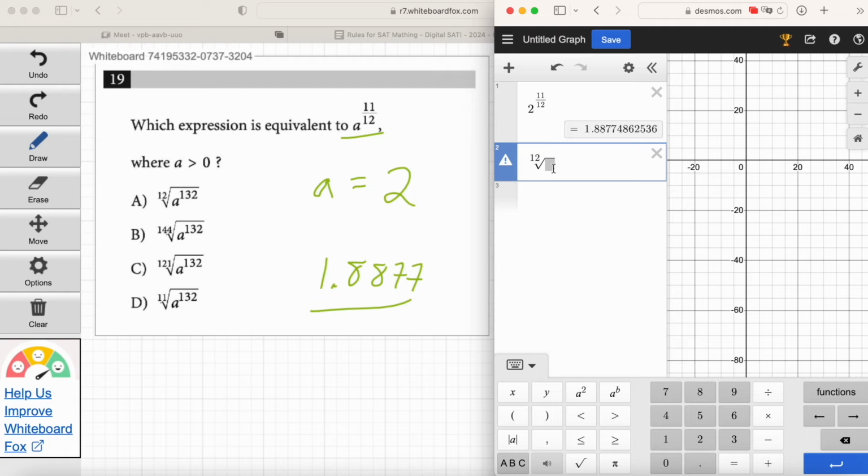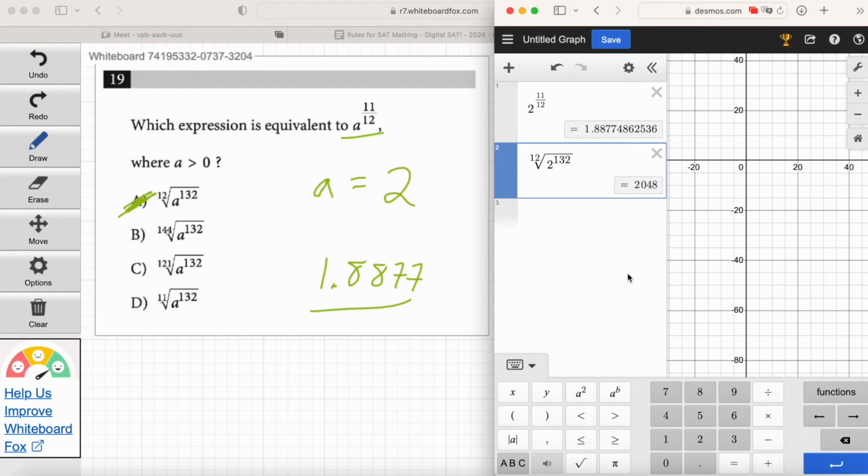I want everybody to try that on your own. Anybody watching the recording as well, just play around with Desmos, see if you can find that button and practice punching this in. And we're still plugging in a 2 for A. So it's going to be 2 to the power of 132. If that gives us 1.887, we're good. But it doesn't. We get like 2048. Emma, is that clear why answer choice A is not correct?